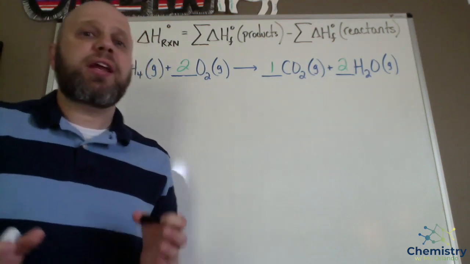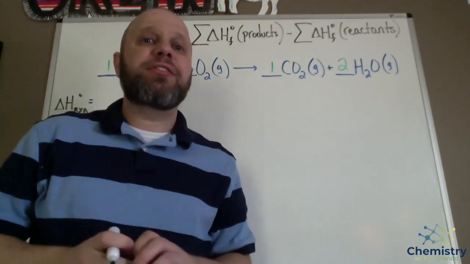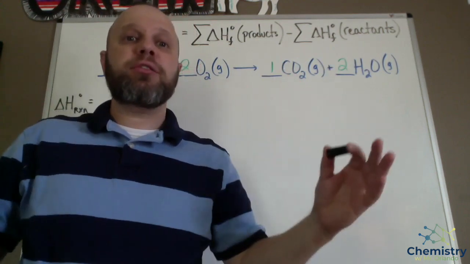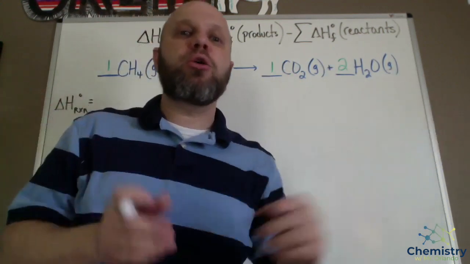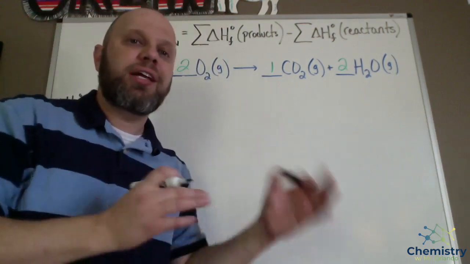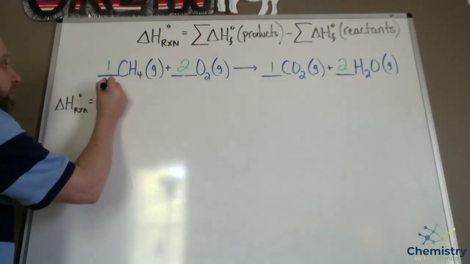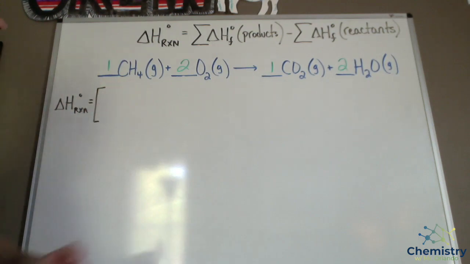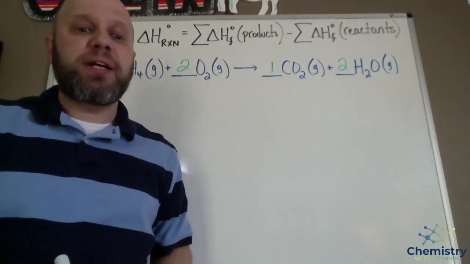Now, one of the things that I like to do to keep myself organized is to use giant square brackets to enclose the products and then the reactants. That way I know where my values are in case I made a mistake and I need to go back and fix something. So I'm going to start off by putting a giant square bracket here, and then I'm going to look up the value for carbon dioxide.